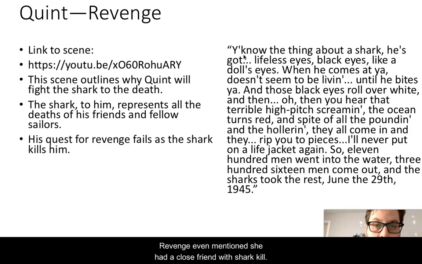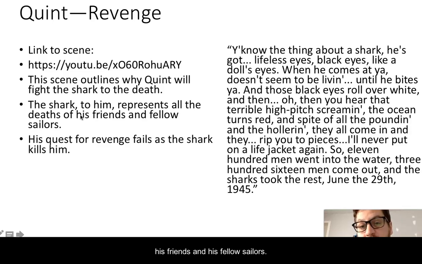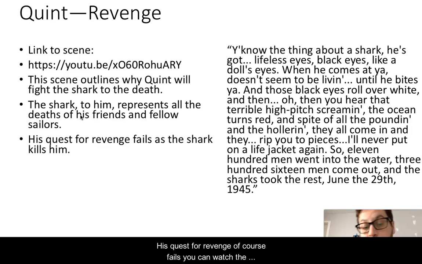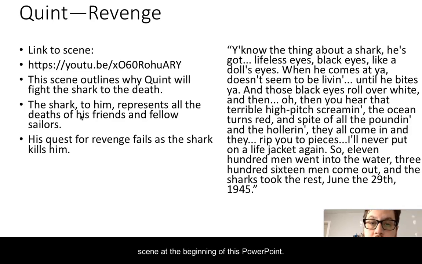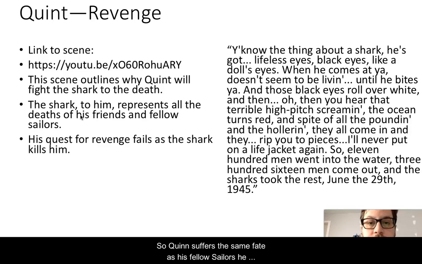He even mentions he had a close friend who a shark killed. Right? So the shark to Quint represents to him the death of his friends and his fellow sailors. His quest for revenge, of course, fails. You can watch the scene at the beginning of this PowerPoint where Quint gets eaten, essentially. So Quint suffers the same fate as his fellow sailors. He didn't escape the fate of the U.S.S. Indianapolis. He only kind of extended it for years.